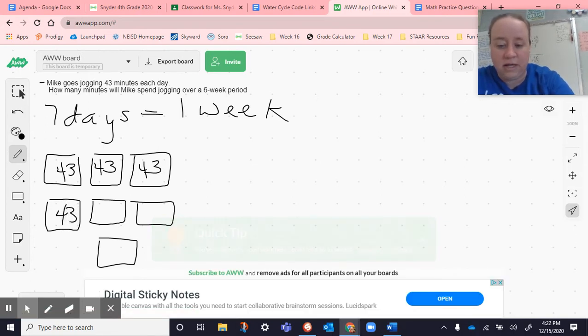Okay, you can see why this is taking me long enough. I do not have time to go do this for 6 weeks. That would be a long time. So just 1 week gives me a good enough idea. Now I know that I can stop here and figure out how many minutes he's doing in 1 week. I would do that by taking all these 43s and adding them up, or I'm going to multiply them, which would be quicker.